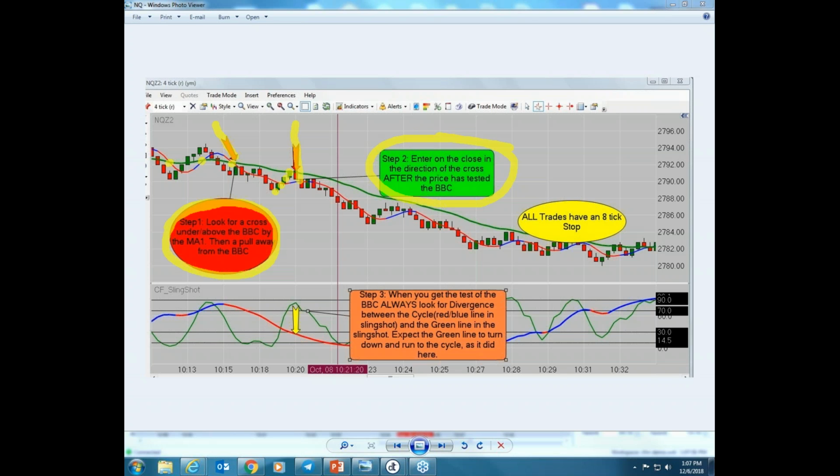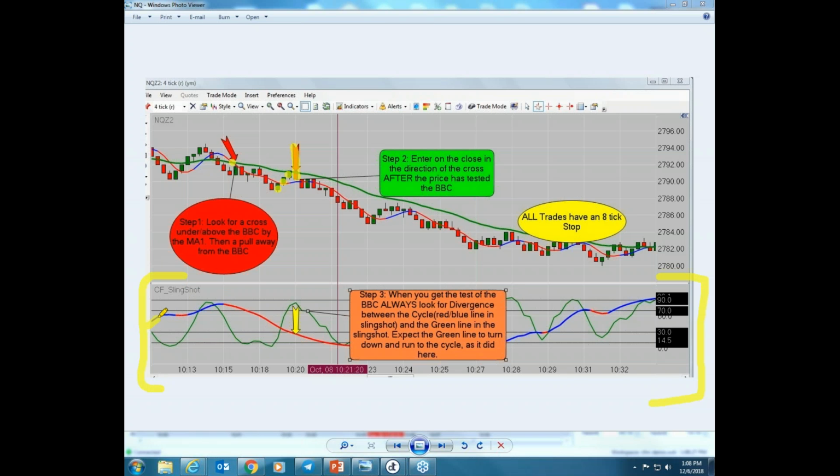So again, after the cross, we're looking for the market to pull back to the BBC, which is that green line. We're looking for the touch and then the close in the direction of the trend. Notice how the MA1 is red and the bearish candle is also red. So now you're kind of seeing the common denominator here, because that's going to lead us into the slingshot or the oscillator portion of the chart.